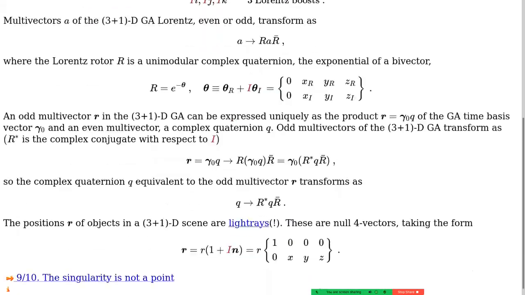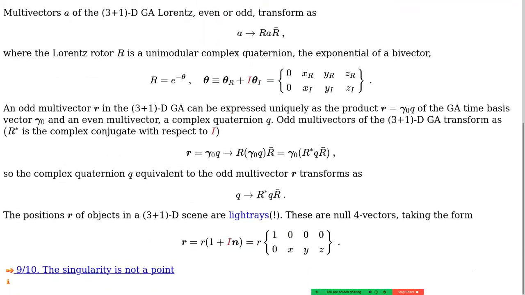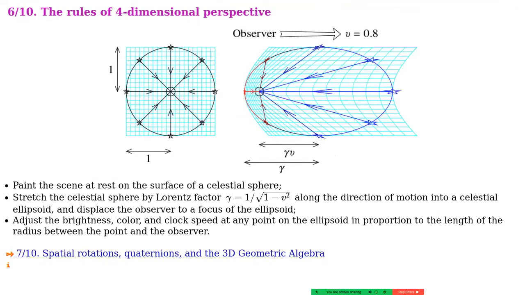Now, positions in a relativistic scene are light rays. Remember this picture?